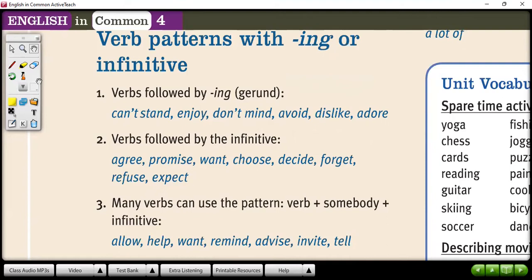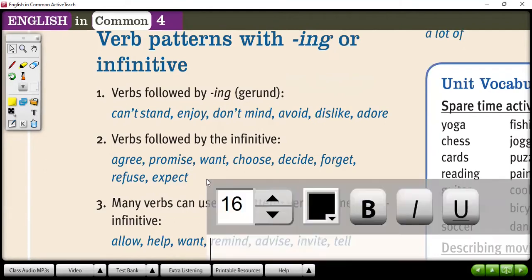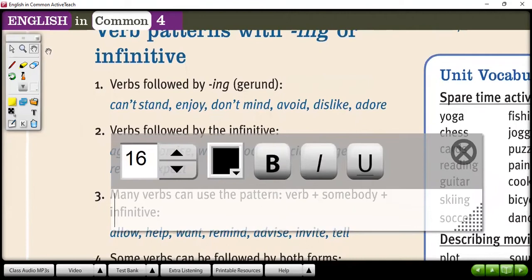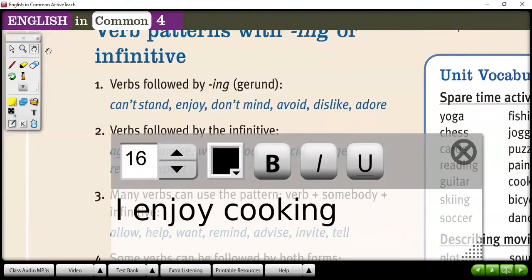With these verbs, it's very useful to try to memorize them, okay? For example, can't stand, enjoy, don't mind, avoid, dislike, adore. With these verbs, I need to use the ing after. So, for example, I enjoy cooking.